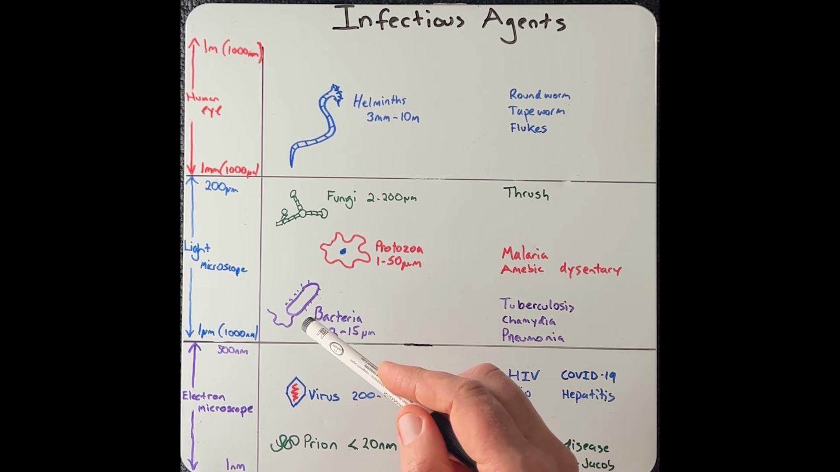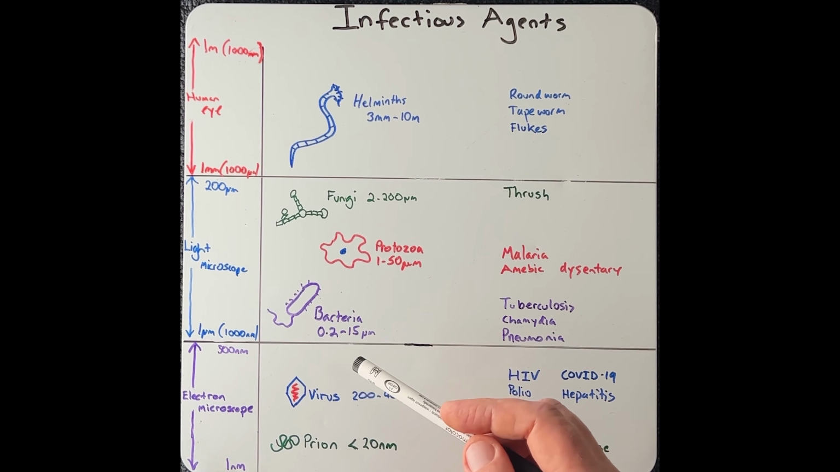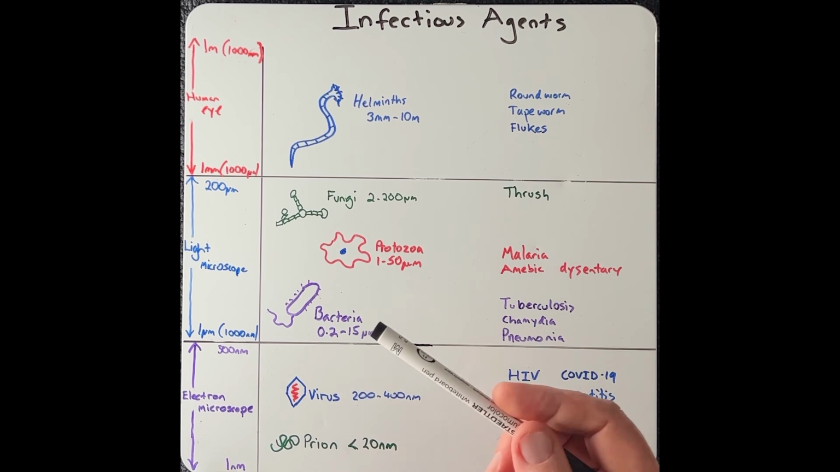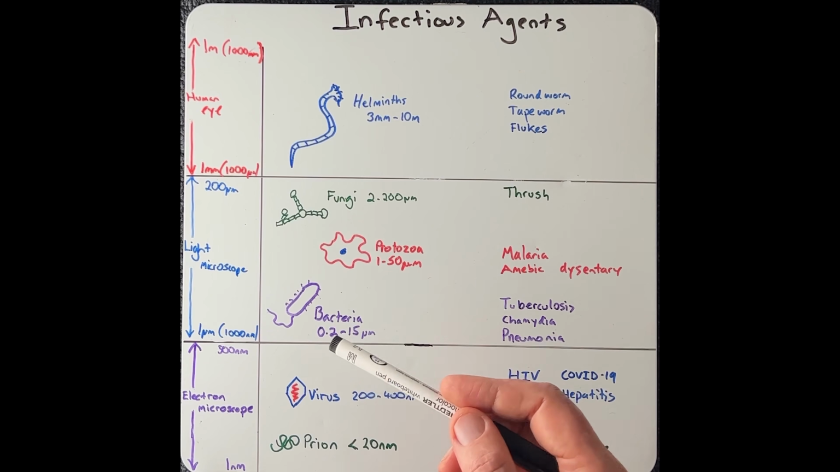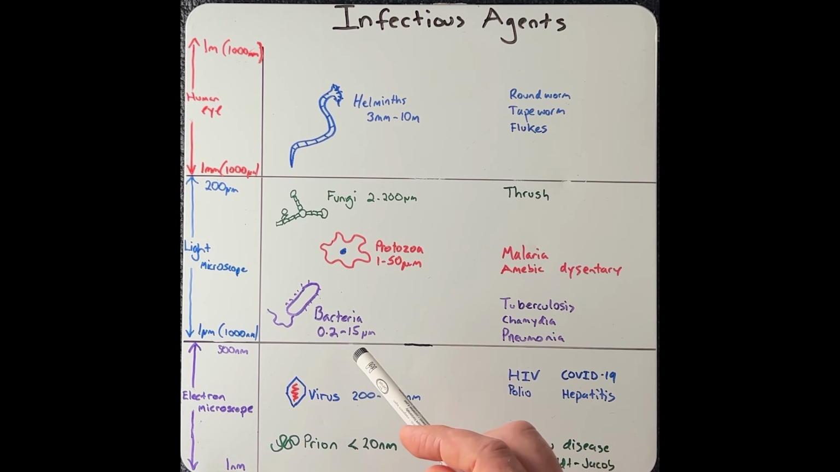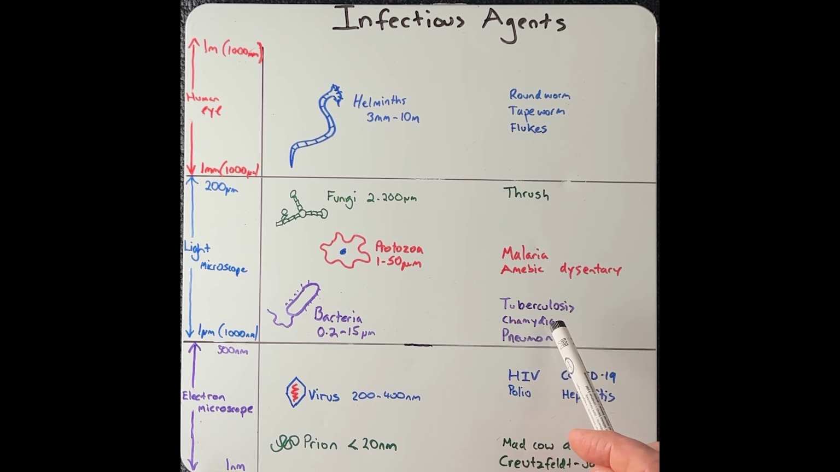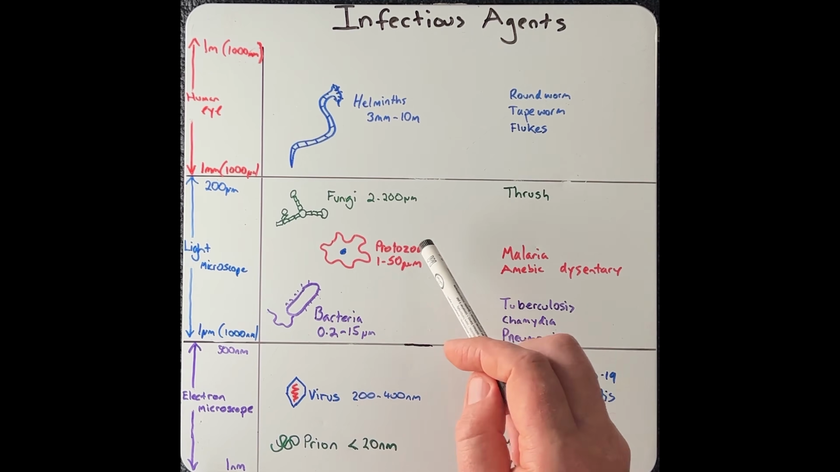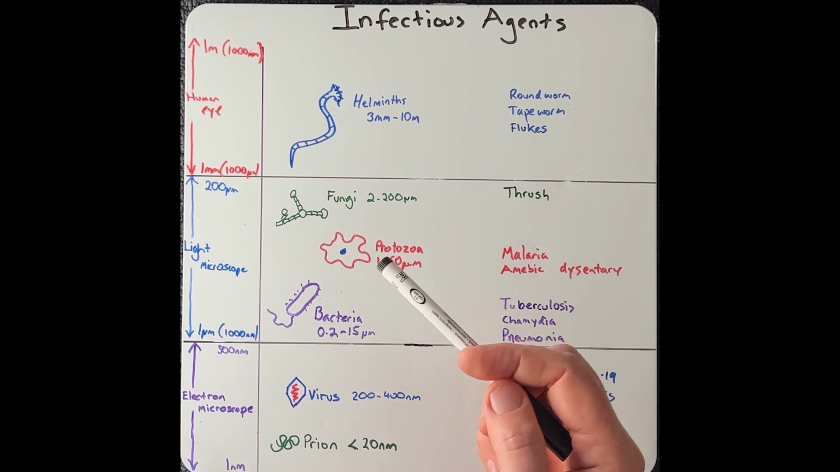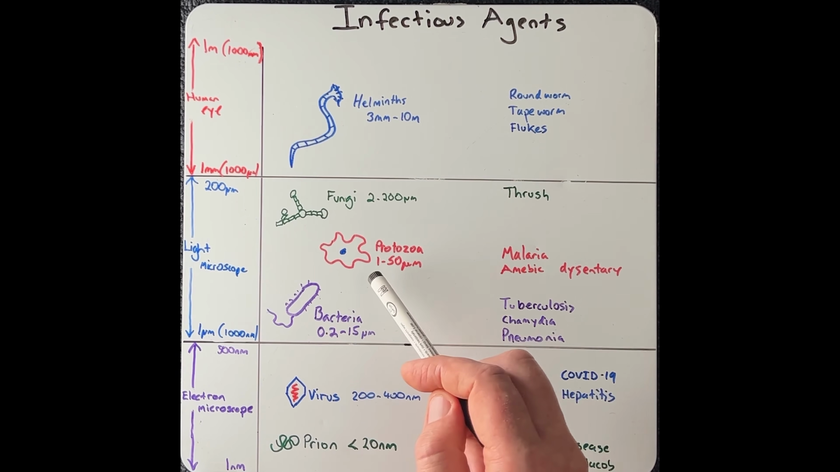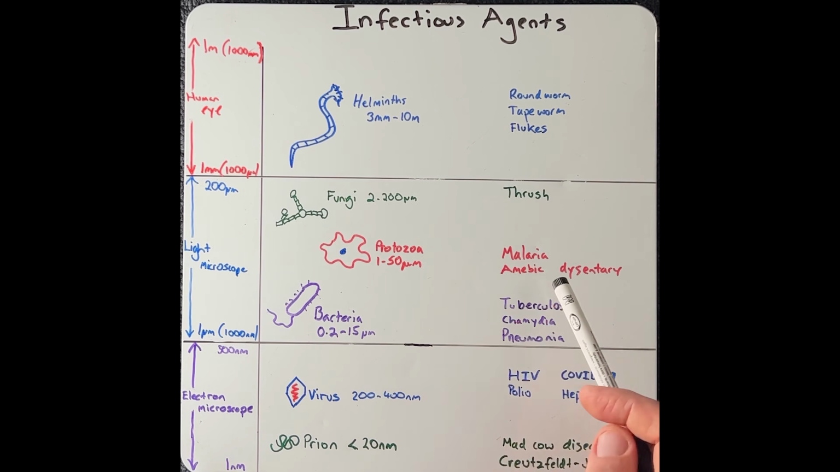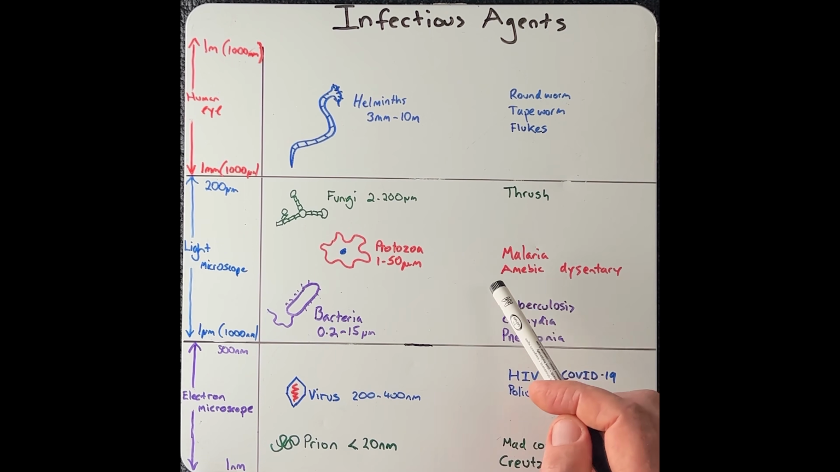Moving on to bacteria. Bacteria are cells that lack membrane-enclosed organelles like mitochondria or the nucleus. And this is why they're known as prokaryotes, because prokaryote means before the nucleus. Their size is approximately 0.2 to 15 microns in size, and they can cause diseases such as tuberculosis, chlamydia, and pneumonia. Moving to protozoa, these are single-cell eukaryotes, which means they have a nucleus.